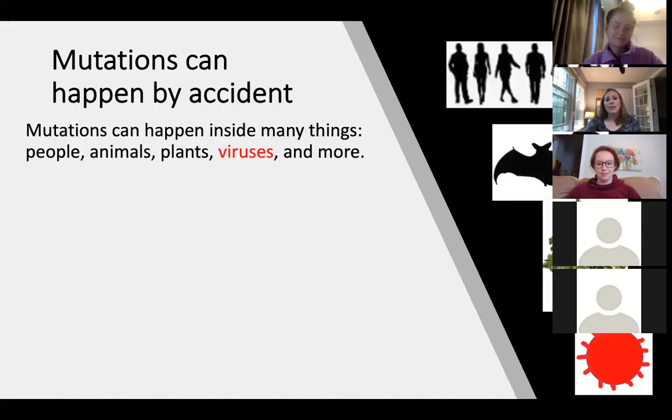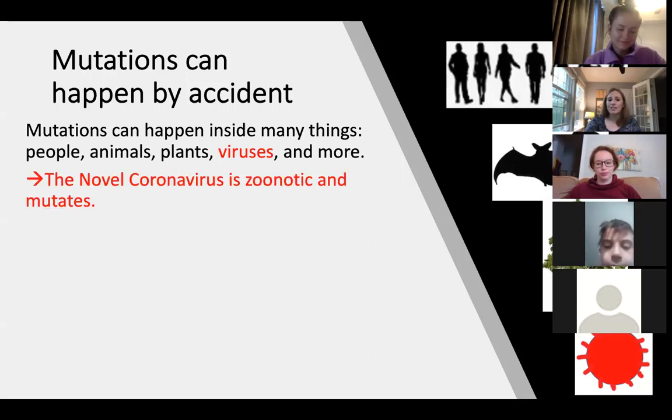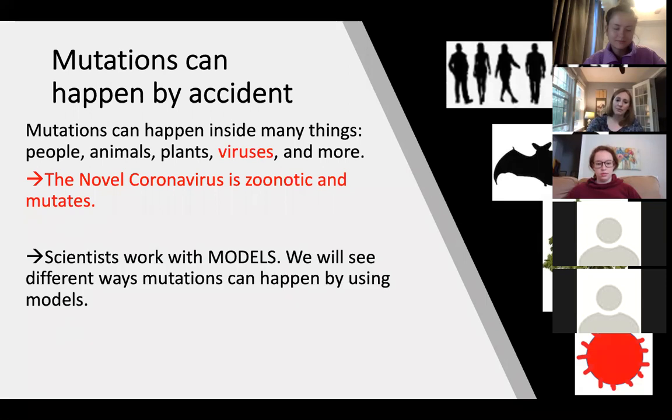Mutations can happen by accident, right? They can happen in people, plants, animals, viruses, and even more things. But the reason why we're talking about this SARS-CoV-2 virus, the novel coronavirus, today is because it can mutate and it's zoonotic. People think that it came originally from animals.